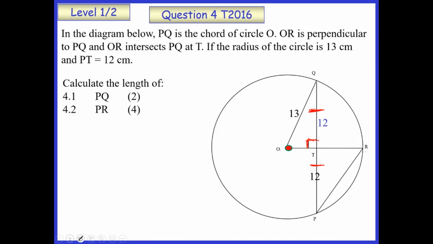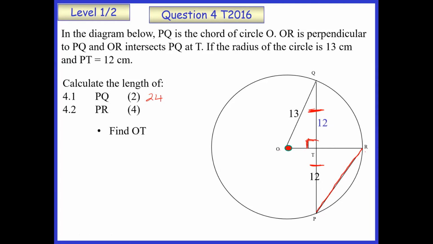Now, the focus is to find PQ. So we now know PQ is 24. Are you happy with that? Now, the next question is to find PR. If we're trying to find PR, we know PT is 12, but we can't find PR because we don't know what TR is. To find TR, we need to know what OT is. So what would you suggest we do in this question?